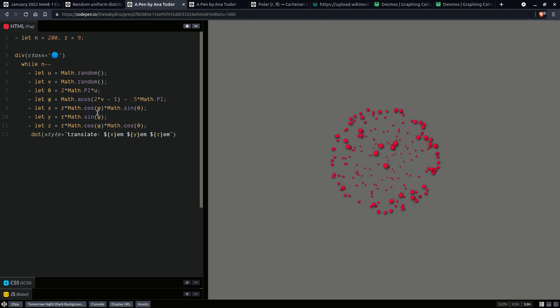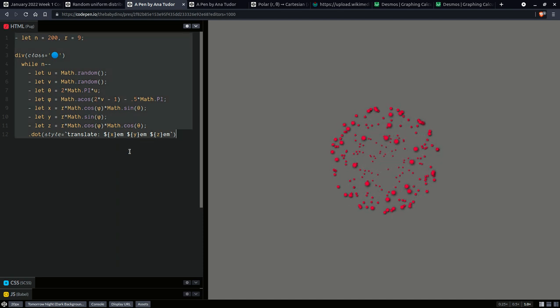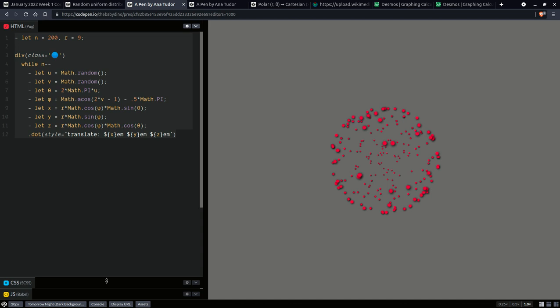Okay, now we can start from this, right? So we are going to take this and have it here, have pretty much the same CSS.